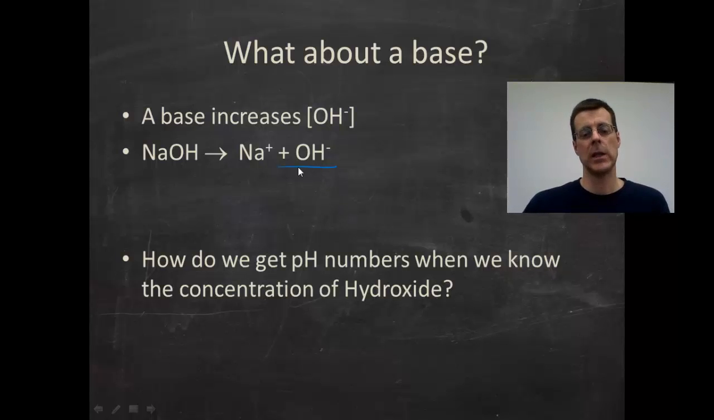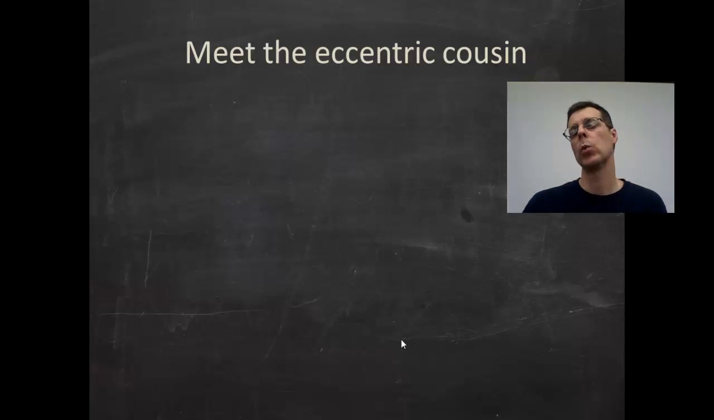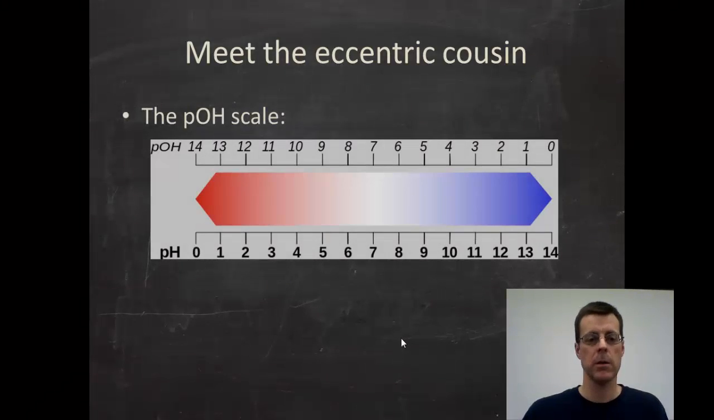But if I know something about hydroxide in a base, how do I get a pH number? And if I have a pH number that's a basic one, how do I learn about hydroxide ion concentration? Well, stay tuned. We're going to use the pOH scale.